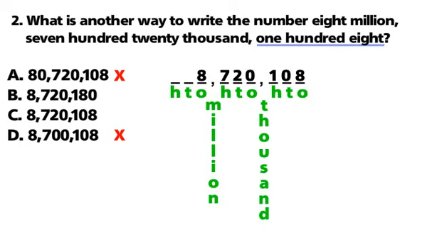The last part of our number says 108. You can see that B has 180 and is not correct. And answer choice C has 108 and is the correct answer. Our answer is read as 8,720,108.